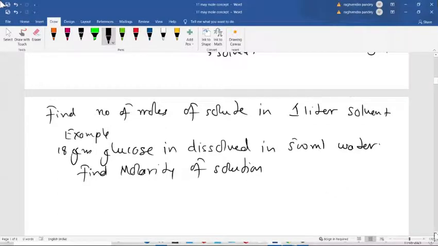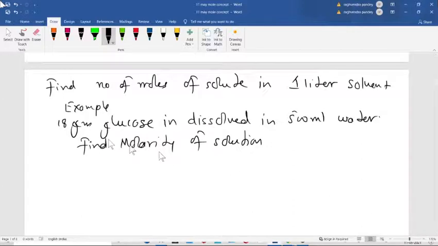So first you have to see, okay, number of moles you have to find. Number of moles of what? Number of moles of solute you have to find. You don't have to find the number of moles of solvent, it is not required. Just find out the number of moles of solute.